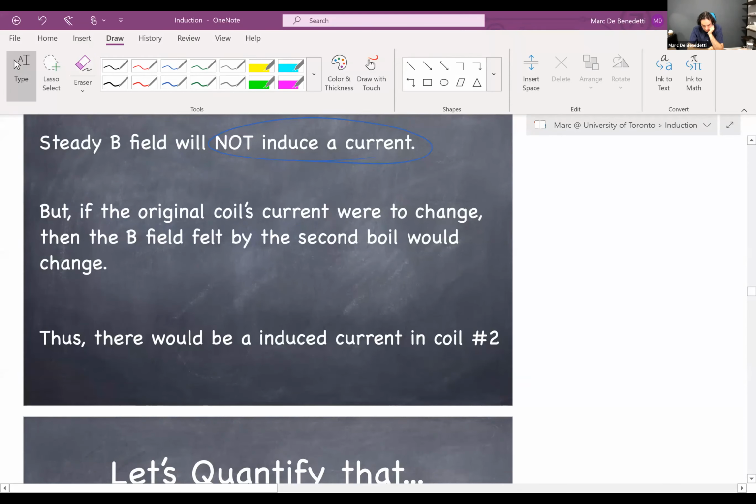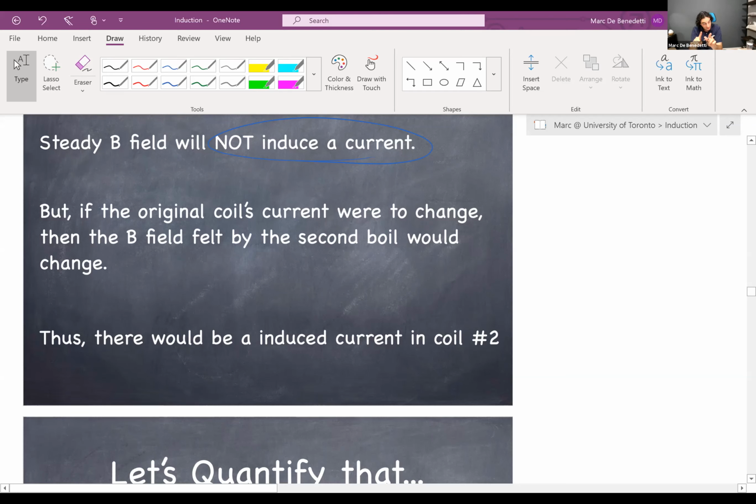If the original coil's current were to change, then the B field felt by the second coil would change. So if the primary coil, the coil that is actually hooked up to a battery, is hooked up to a DC battery, like a 9-volt or an AA, then it's a steady current and steady B field. However, if you hook up that same coil to not a battery, but let's say your wall outlet, something that has an alternating current source, so forward, back, forward, back, forward, back, in a very similar fashion to how I described an induction cooktop needing to be AC current.